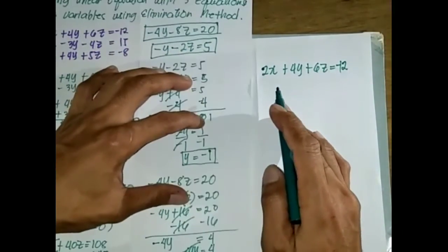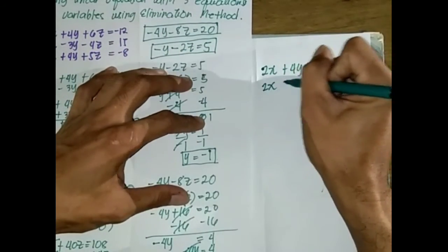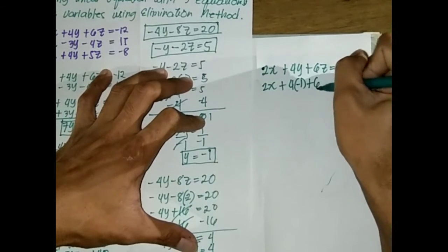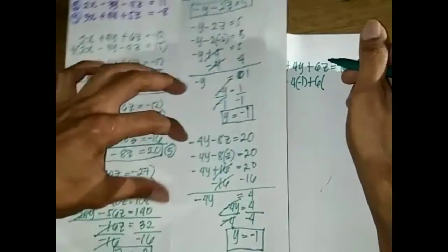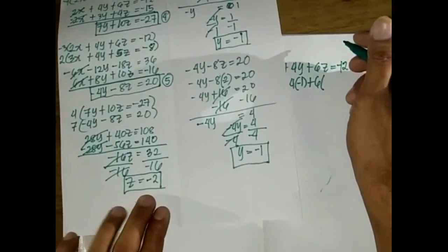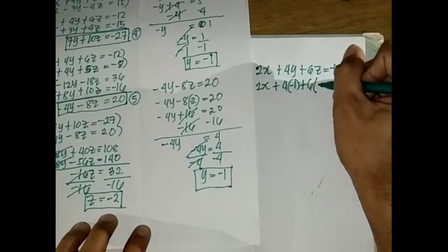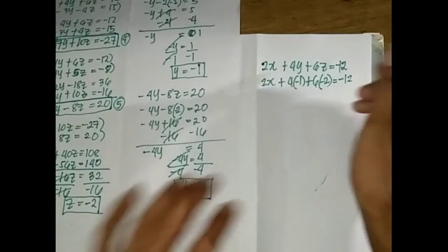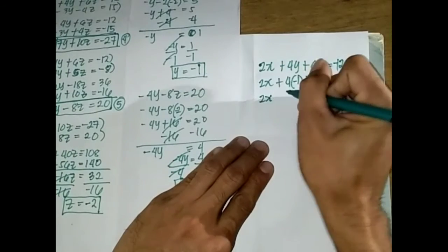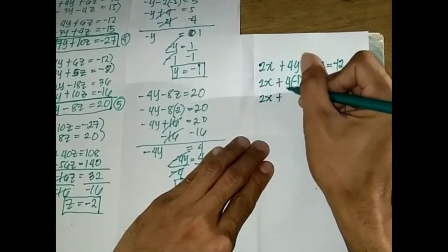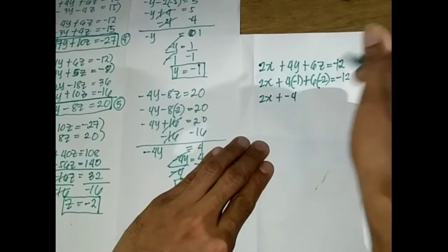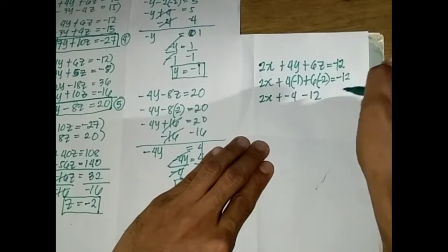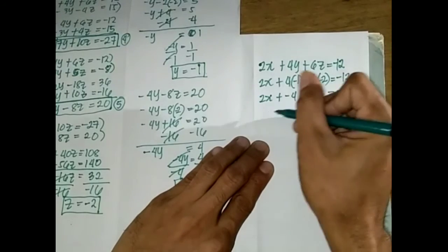Substitute the value of y, which is negative 1, and the value of z, which is equal to negative 2. Copy negative 12. Then copy 2x. 4 times negative 1 is equal to negative 4. 6 times negative 2 is equal to negative 12. So negative 12 siya.